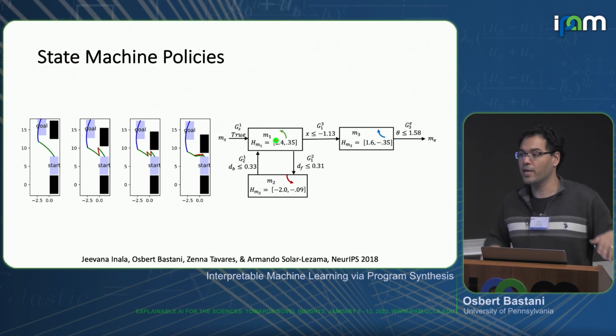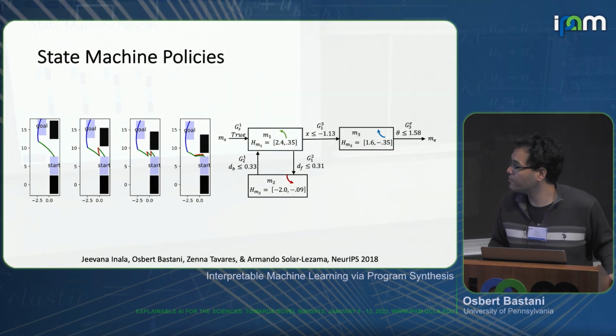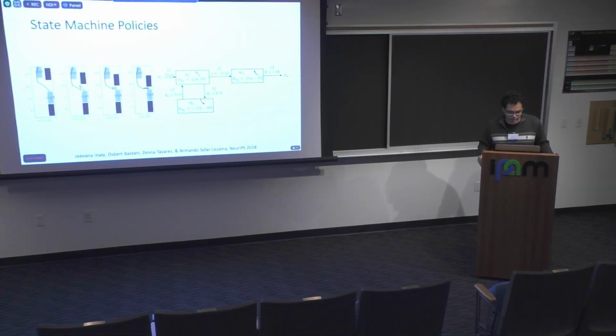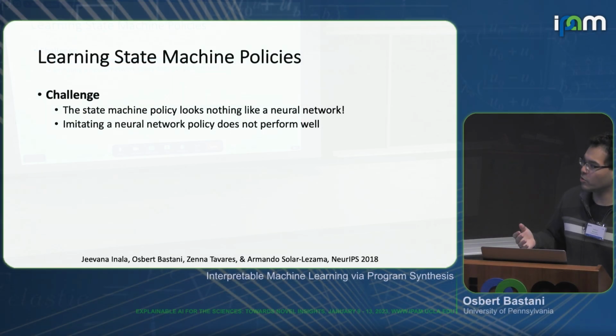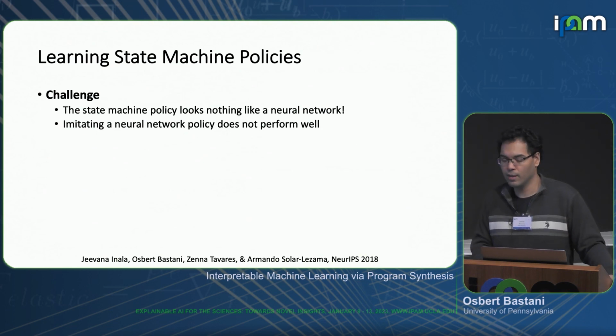So that's our DSL for this example. So we have this DSL of state machine policies, and we use a similar imitation learning strategy that I just described in order to train these models. It is a little bit more challenging because if you try to mimic a neural network in this case, it doesn't do that well.